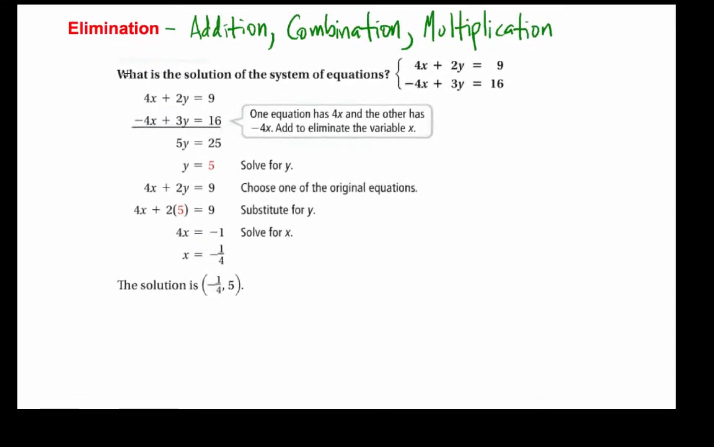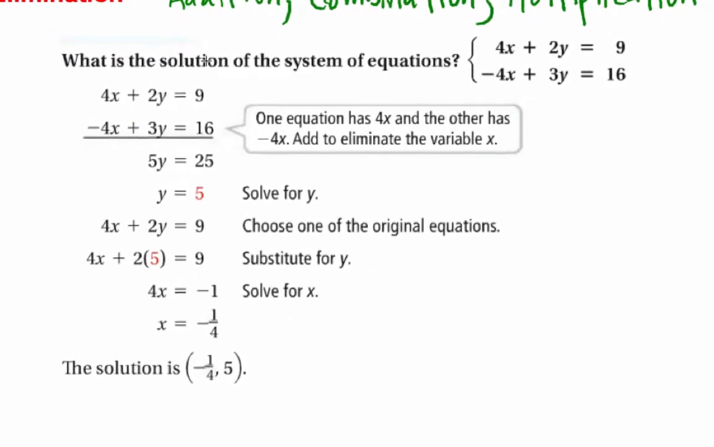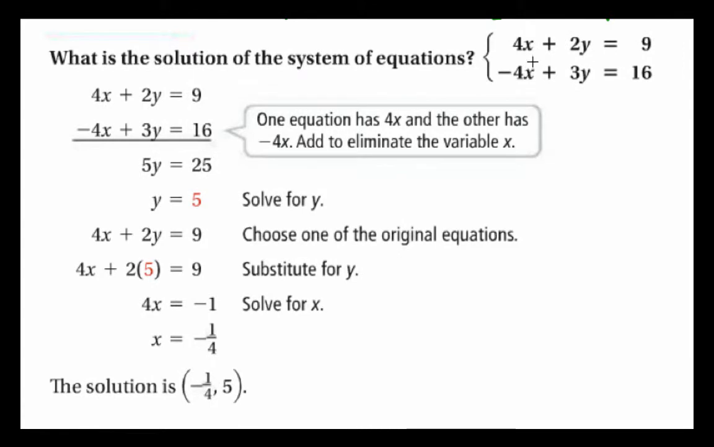So here's an example that's worked out for us. What is the solution of the system of equations? Our two equations are 4x plus 2y equals 9, negative 4x plus 3y equals 16. If you've done the elimination method before, right away you would probably recognize that in our system we have 4x and negative 4x.